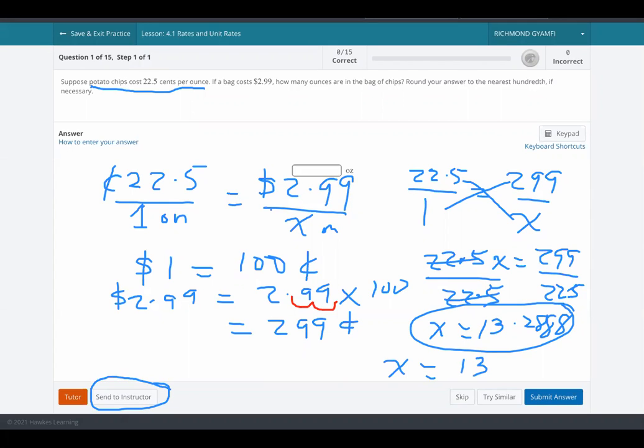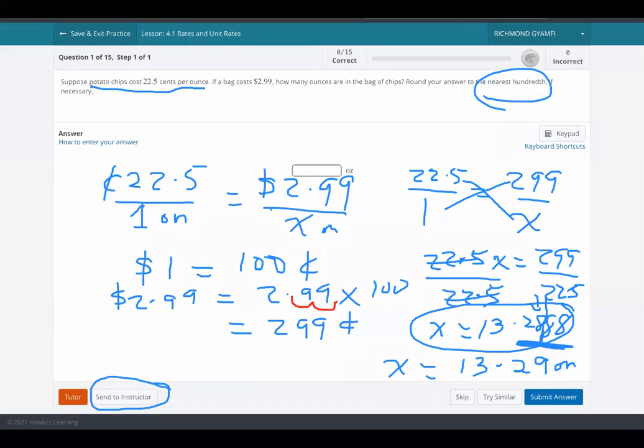Now it says that to the nearest what? 100.29. Why? Because to the hundredth we are looking at this point, and then 8 of course is greater than or equal to 5. It's greater than 5, so we add 1 to that number. That is the hundredth digit here. So we do that. All right, so we have 13.29 ounces, and that is fine.